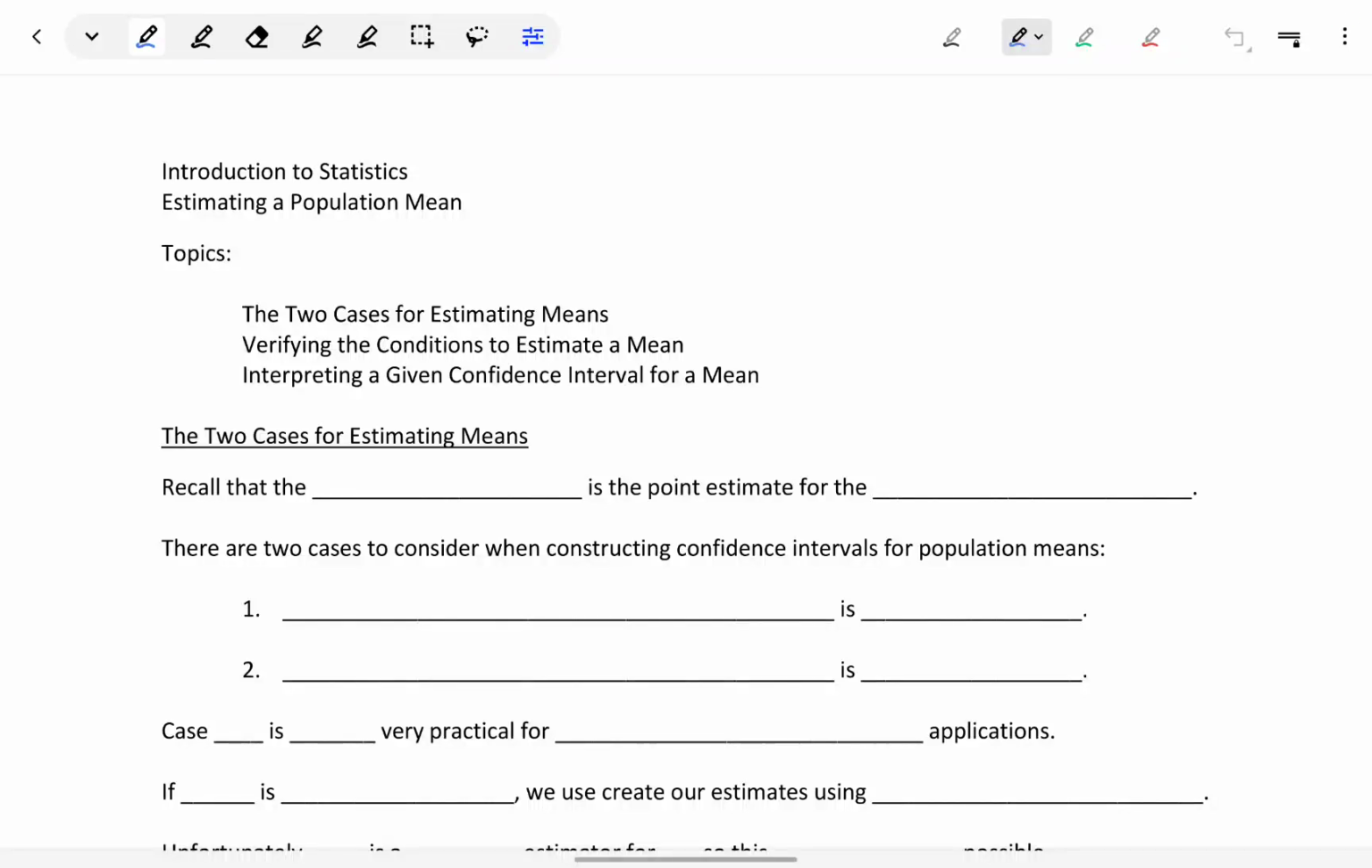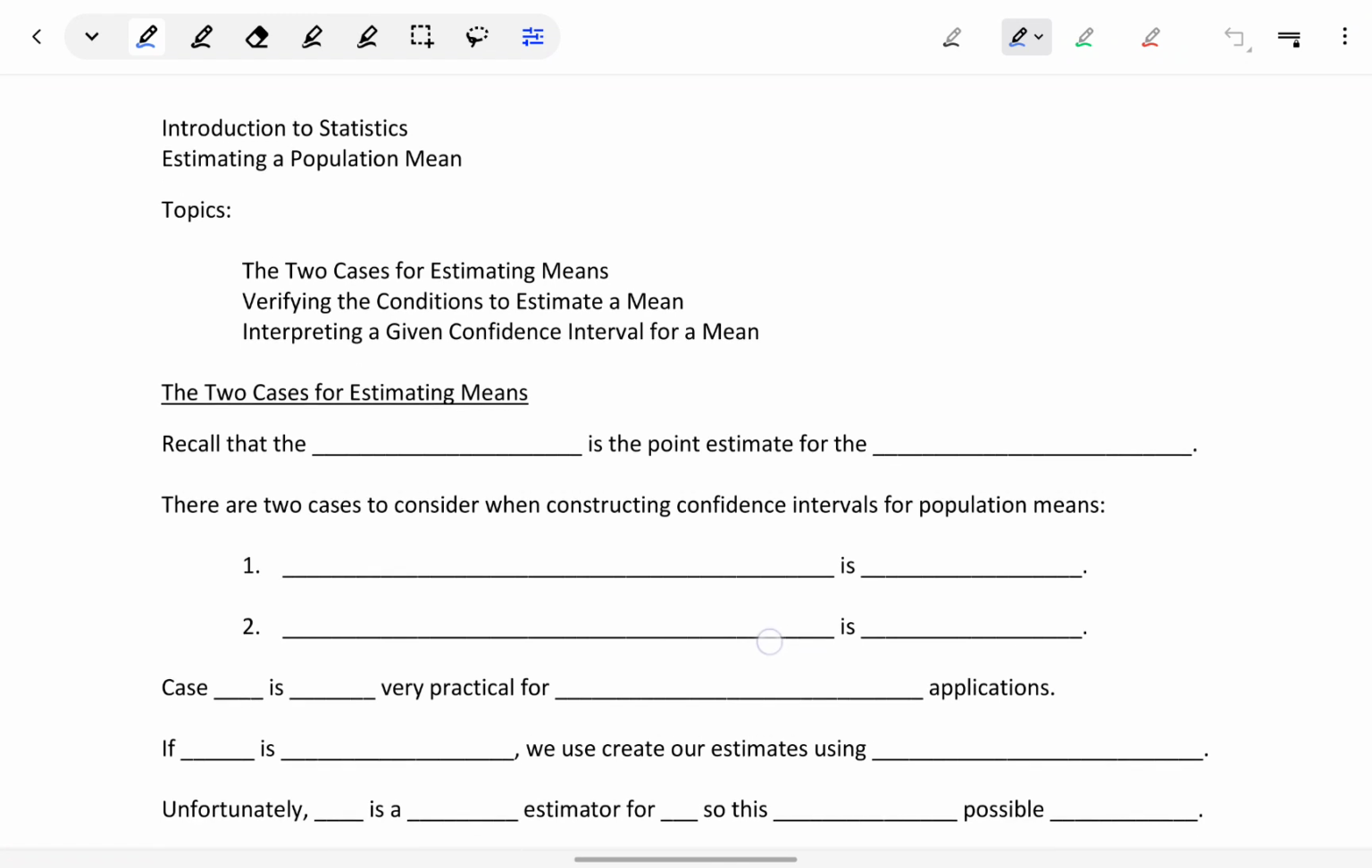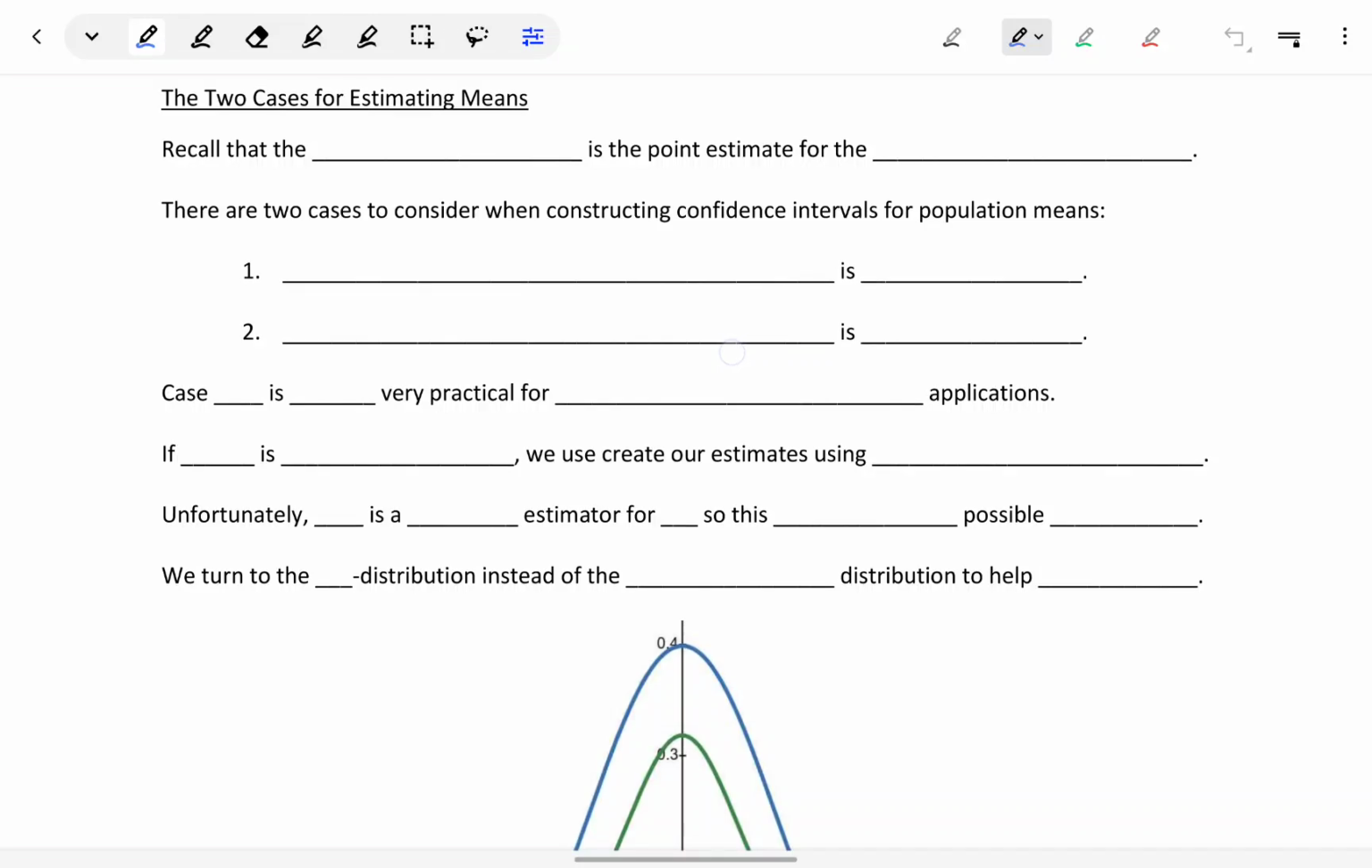As we start talking about constructing a confidence interval estimate for a population mean, or estimating a population mean, there are two different cases that we need to consider. Let's start off by recalling that the sample mean, which we represent as x bar, is the point estimate for the population mean, which we represent as mu, which looks like a U with a long tail on that left-hand side.